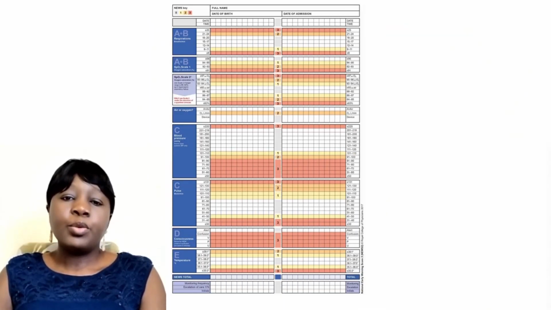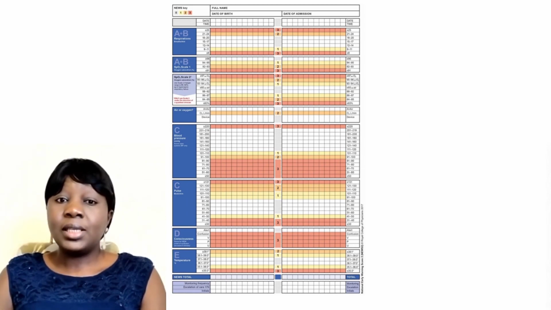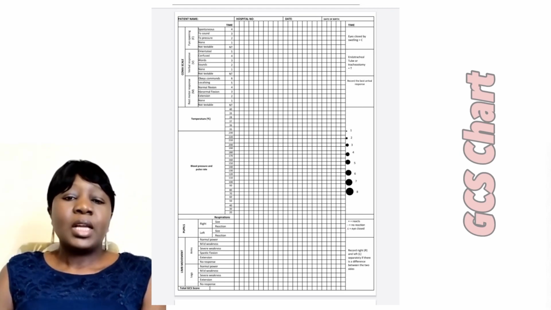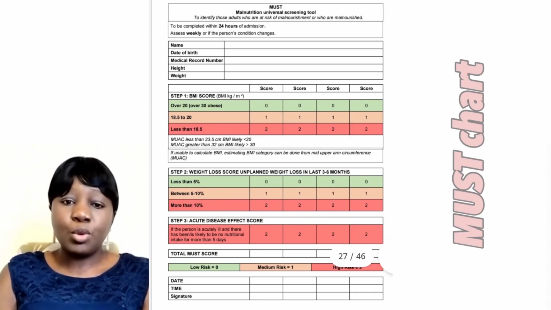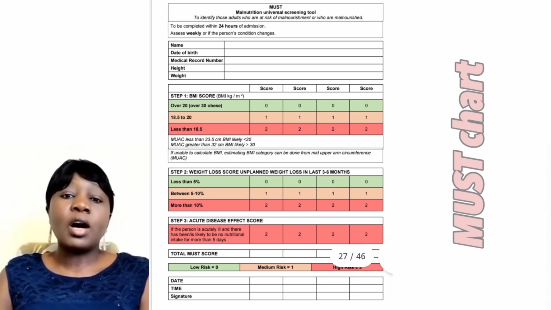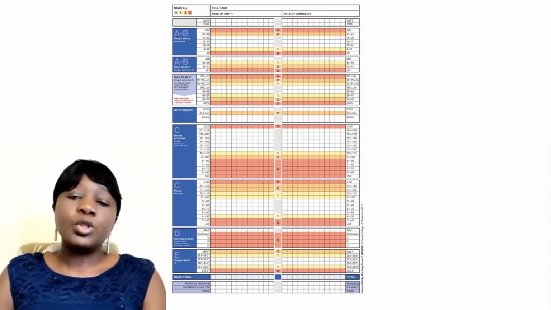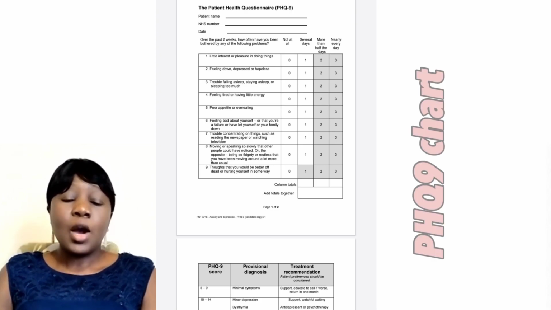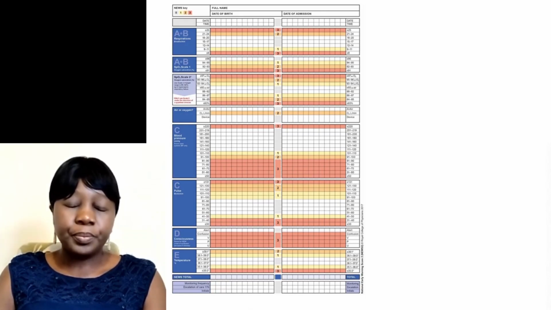Now you have a scenario where you're only going to use your NEWS chart, okay, and then you could have a scenario where you're going to use the GCS chart, that's like you doing a neurological assessment, and then you could have a chart where you're going to do a nutritional assessment, that is your MUST chart. When you have your MUST chart, you're going to have your NEWS chart together with the MUST chart. And then the 4th type is when you have your patient health questionnaire chart, which is like a mental health assessment. And when you have a PHQ-9 chart as well, you will have a NEWS chart together with it.